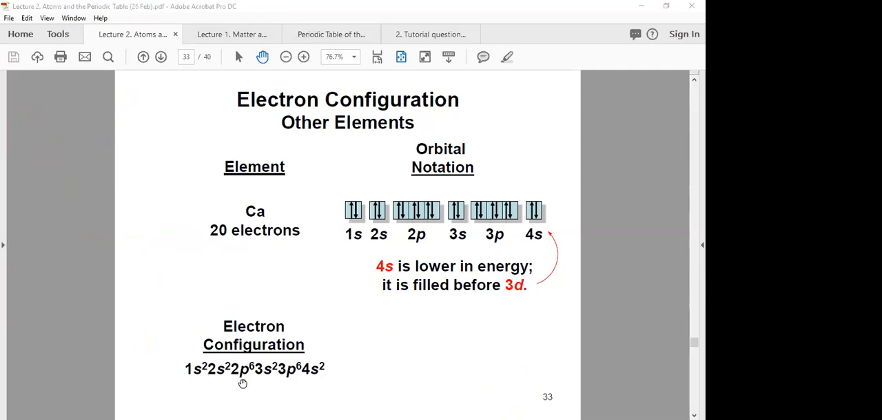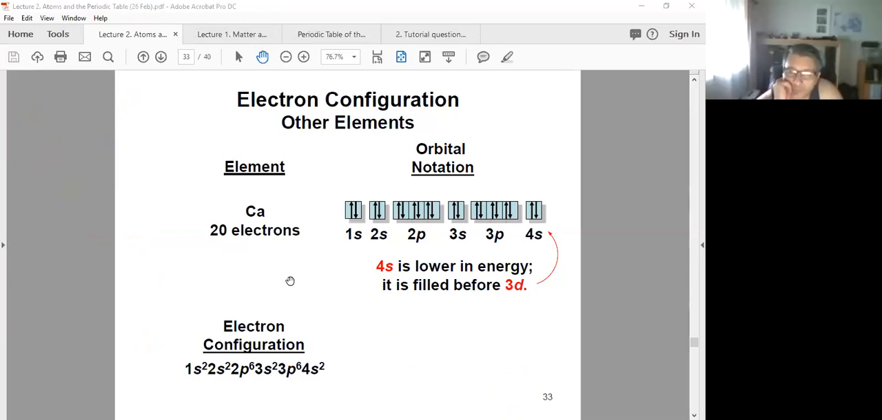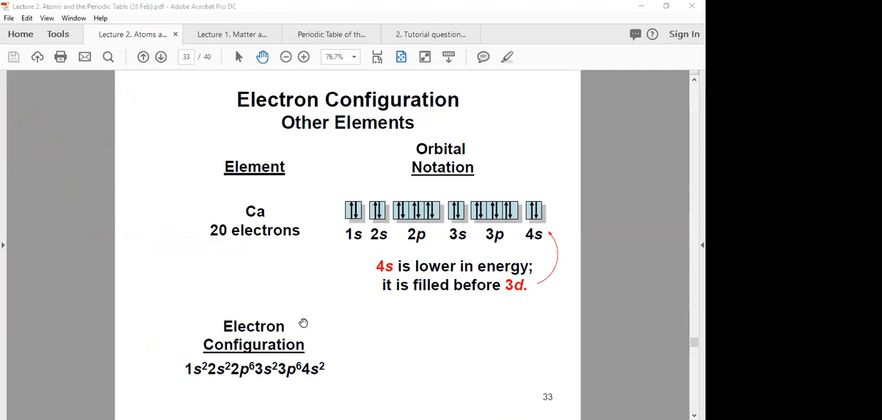1s2, 2s2, 2p6. Now we move on to the third shell, n equals 3. 3s2, 3p6, 4s2. Okay, can everyone see what's happened there? Yeah, we've gone back to the S. Yes, exactly right. Instead of going 3S, 3P, 3D, we've skipped the D and we've gone straight to 4S.